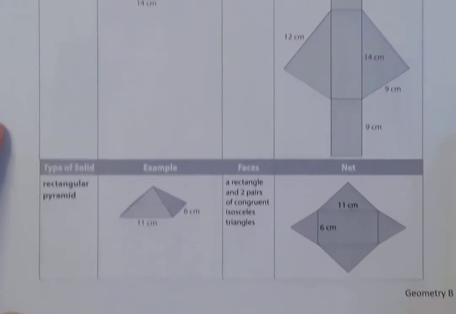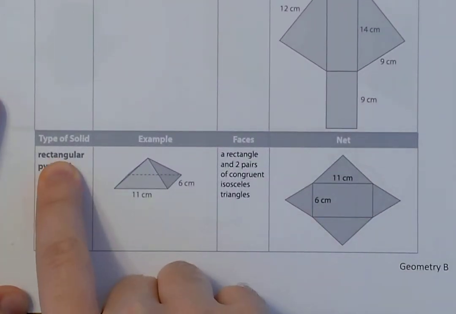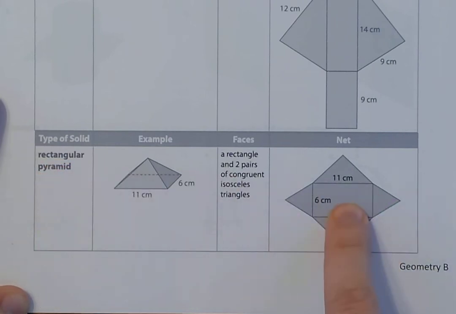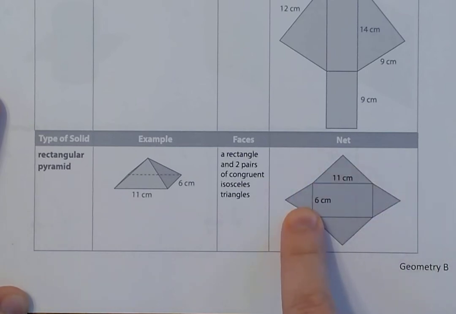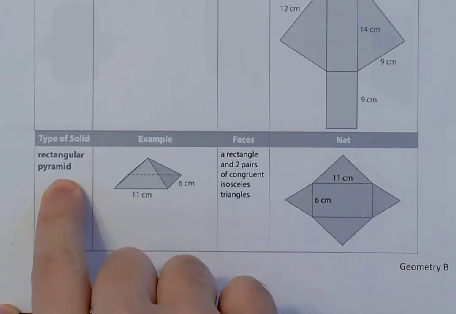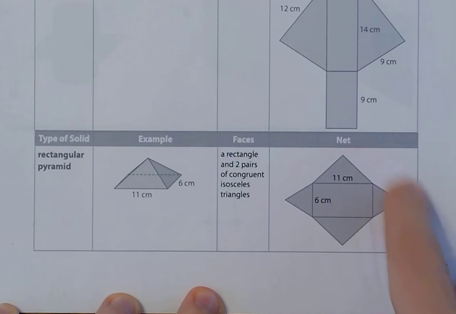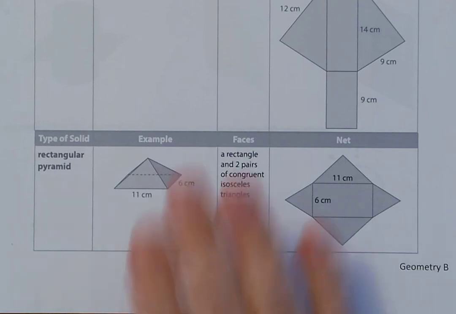Next, if we take a look at a rectangular pyramid, rectangular means that we're going to have a rectangular base. Pyramid means that we're going to have triangular sides. Again, whether it's triangular, rectangular, pentagonal, or hexagonal, that indicates the base, in this case rectangle. Pyramid always indicates that you need to have triangles for the sides. So that is an example of a rectangular pyramid.